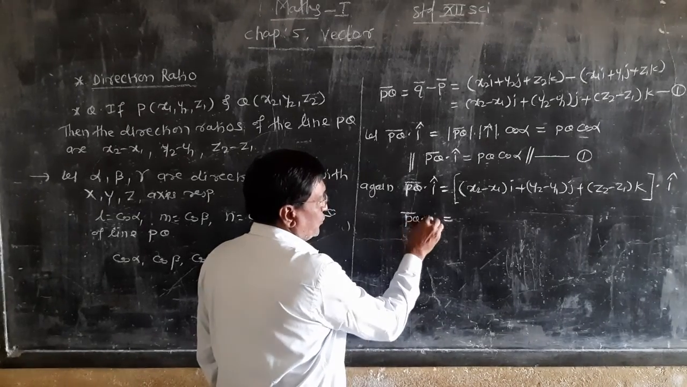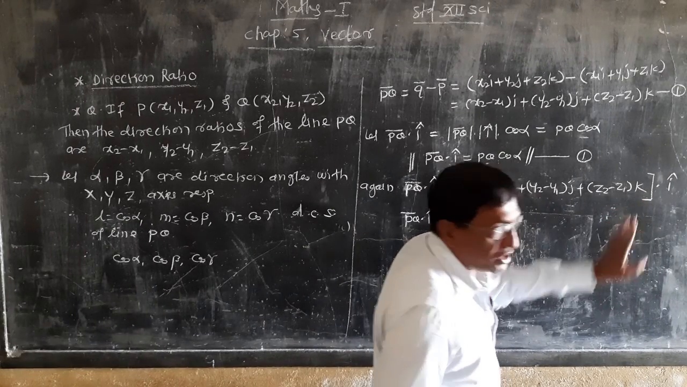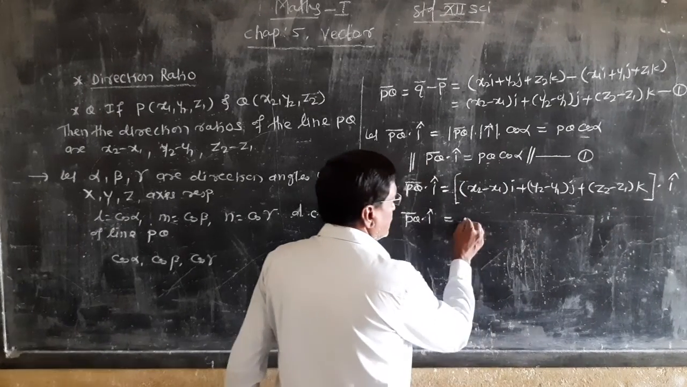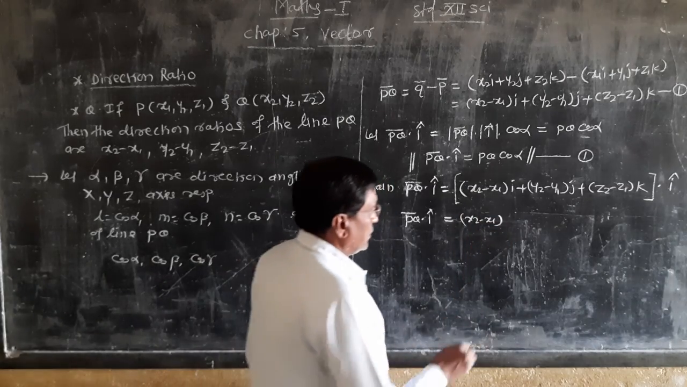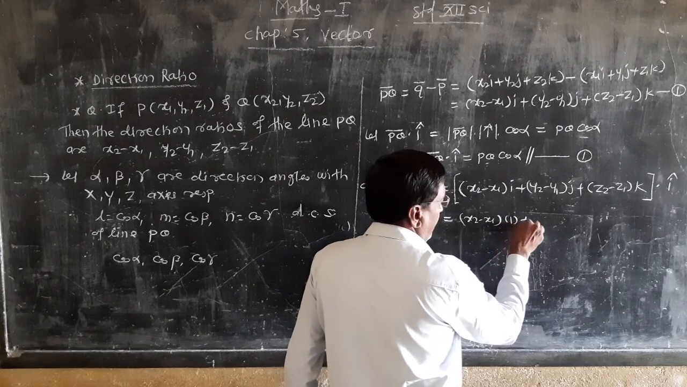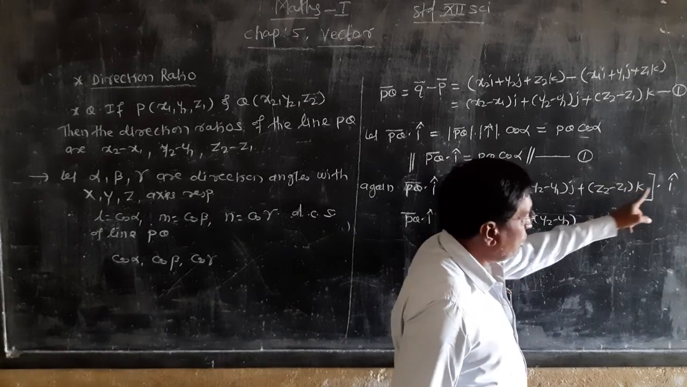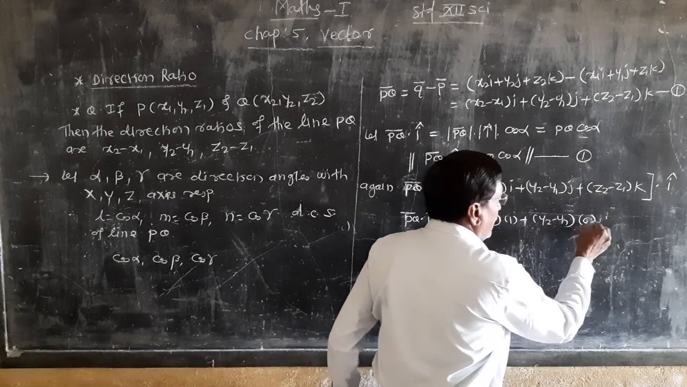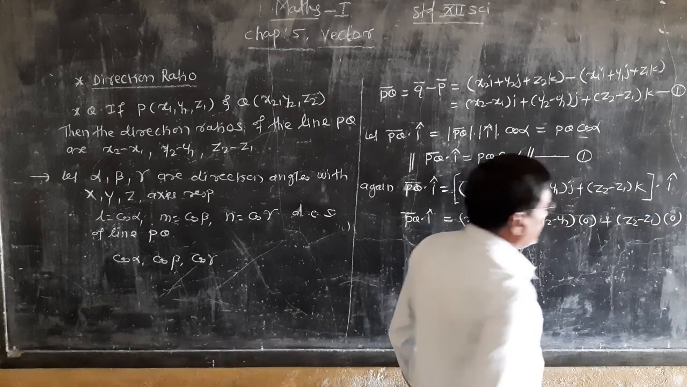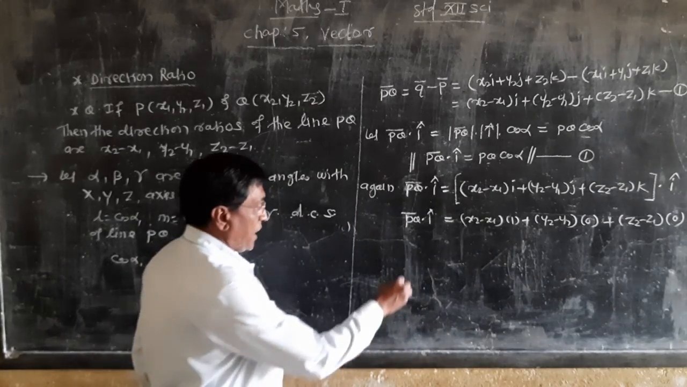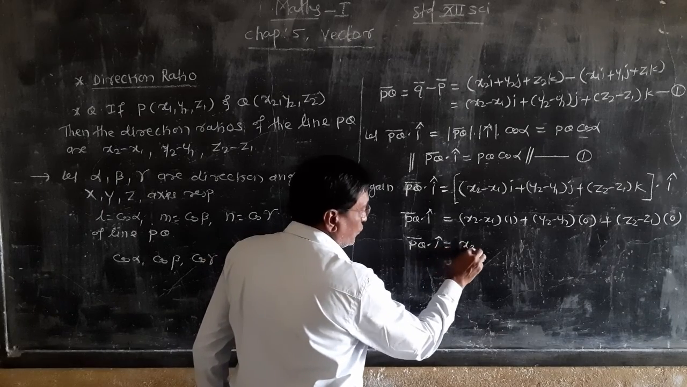So PQ bar dot i cap is equal to, now you know that the same vector dot product is i bar dot i bar, so x2 minus x1 into i bar dot i bar, that is 1. Similarly, y2 minus y1 into j bar dot i bar is 0, and z2 minus z1 into k bar dot i bar is also 0. So finally our answer is PQ bar dot i cap equals x2 minus x1.